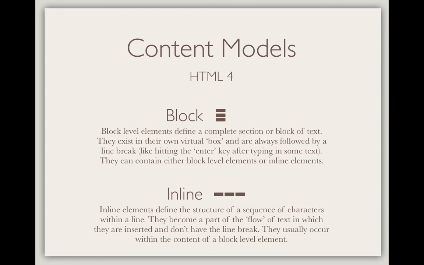So inline elements, basically like railroad cars, line up one after the other, left to right. They become part of the flow of text when they are inserted, and they don't have any line breaks after them. They just kind of line up like rows of railroad cars. They usually occur within the content of a block level element.